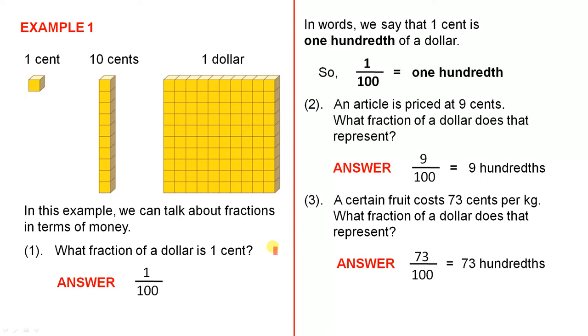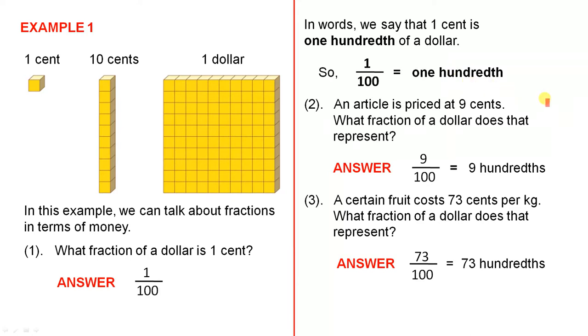First question, what fraction of $1 is 1 cent? Well, it has to be 1 over 100, because it's 1 cent over 100 cents, 1 over 100. In words, we say that 1 cent is 1/100th of a dollar. So 1 over 100 equals 1/100th. That's how we say it.